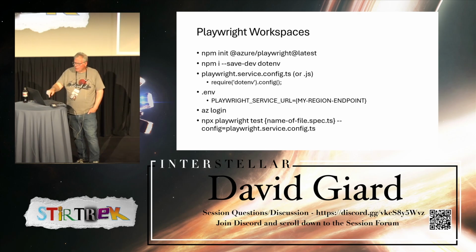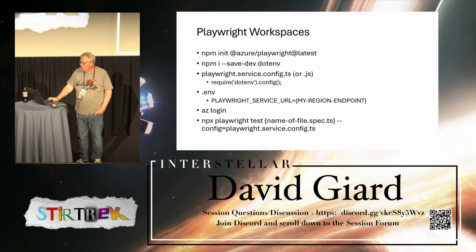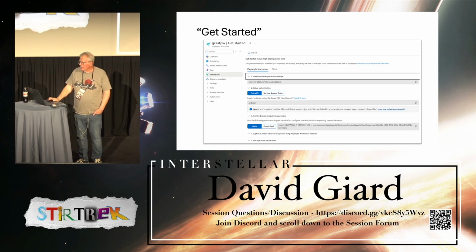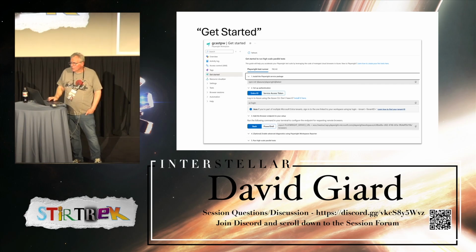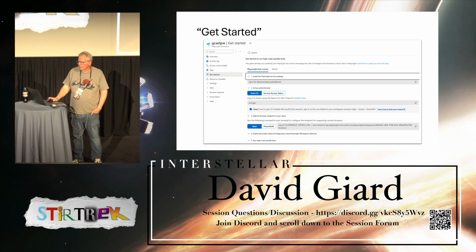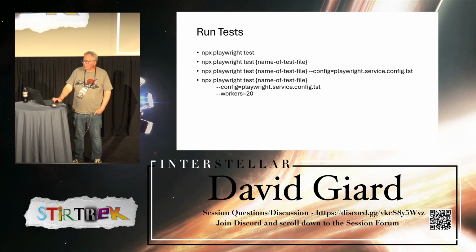Now, I'll give you these slides at the end. At the very last slide is a link to the slides, so you can have these steps, but you don't really even need that, because when you create a Playwright Workspace, you can go on the Get Started tab and it actually lists the steps. And not only the steps, but it'll have the URL of the endpoint and so on here. So you can just follow those steps right there. But then the last one here is just to run them.